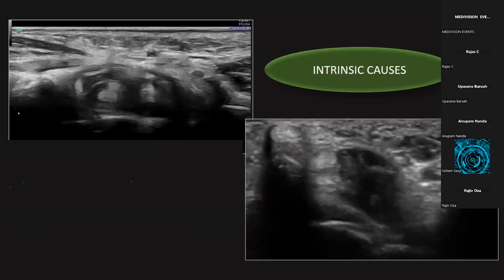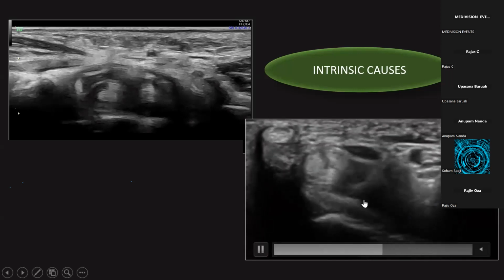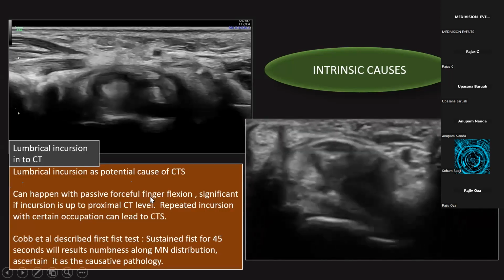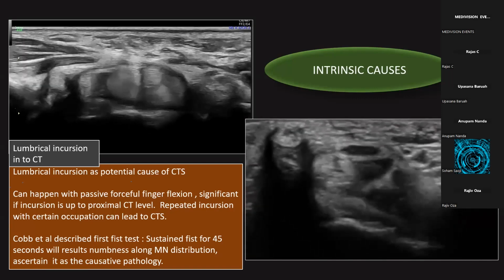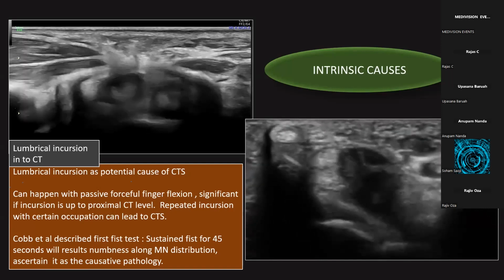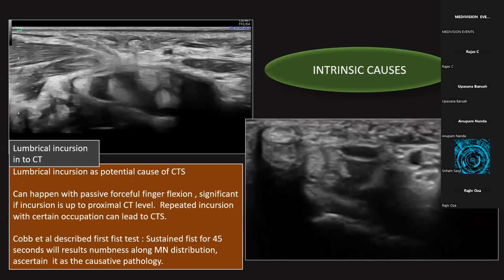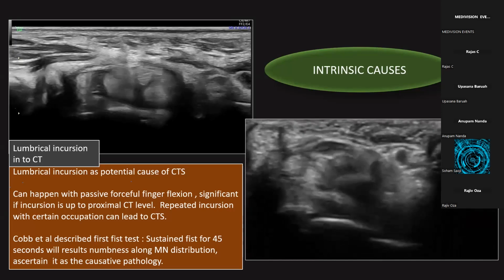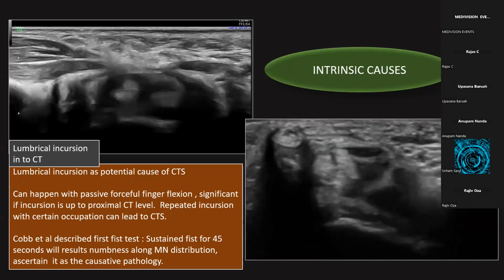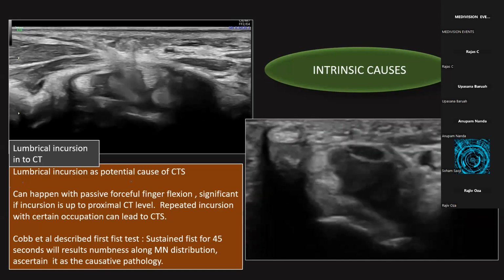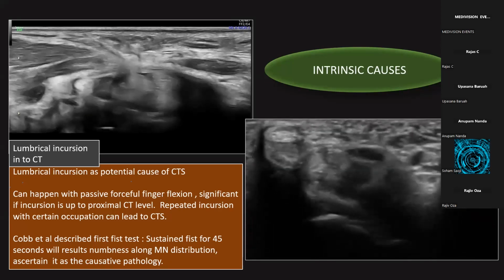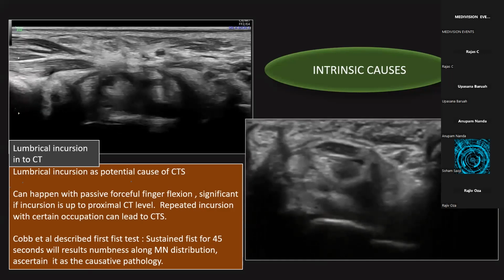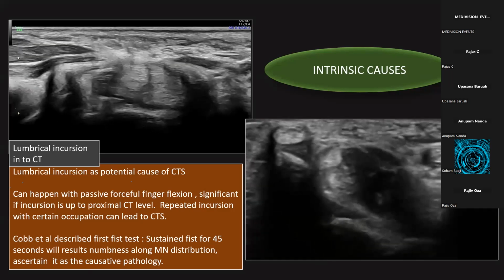With the flexion extension, if you notice, we can see something going inside the carpal tunnel. What is that? This is the incursion of the lumbricals into the carpal tunnel. That happens with everybody if we do passive forceful finger flexion, but it is significant when it extends up to the proximal carpal tunnel level, and repeated incursion with certain occupations can lead to carpal tunnel syndrome. Cobb et al. described a test called the fist test. If we sustain a fist for 45 seconds and that produces numbness, then it is suggested that this lumbrical incursion into the carpal tunnel is the causative pathology.